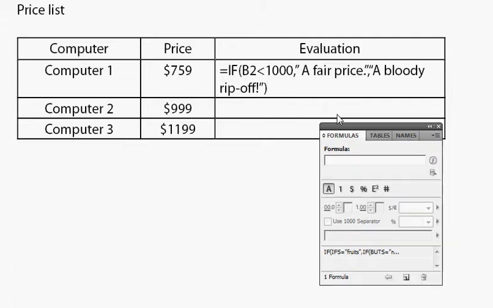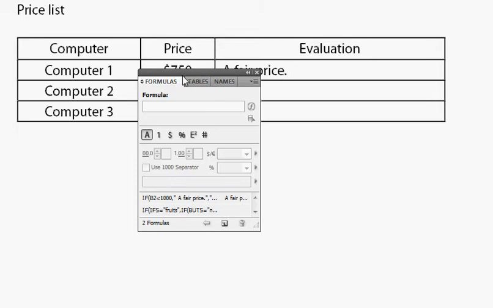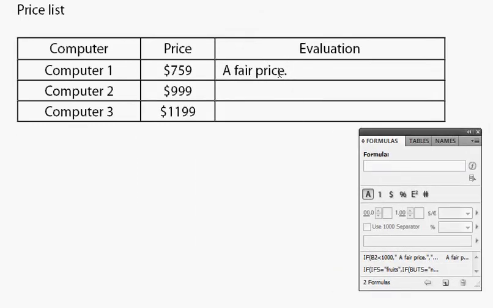Now we just go to the Formulas panel and choose Convert Text to Formula. And you can see that the $759 was evaluated as a fair price. So was the $999, and the computer for $1,199 was, by this function at least, evaluated as a bloody ripoff.